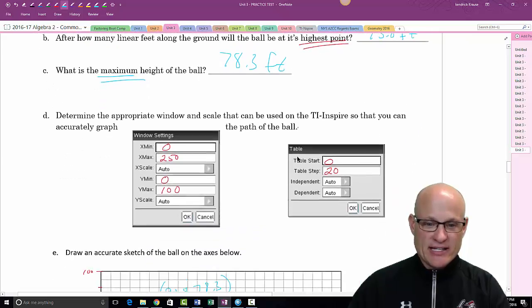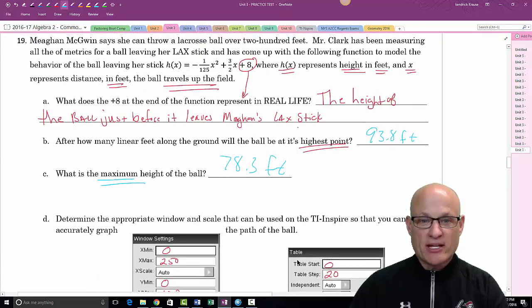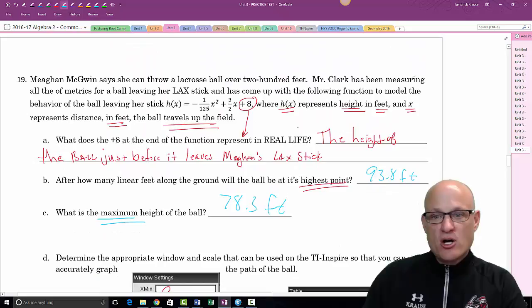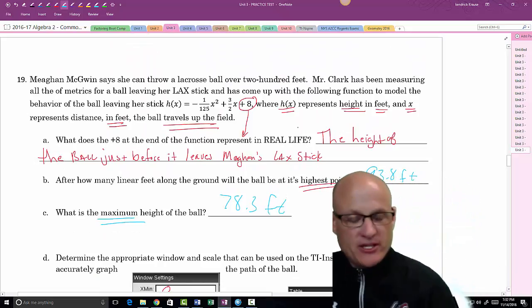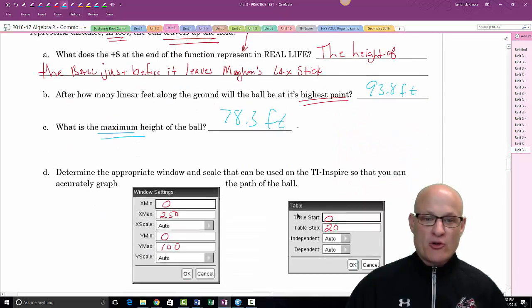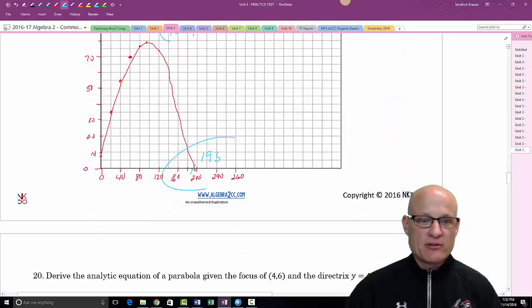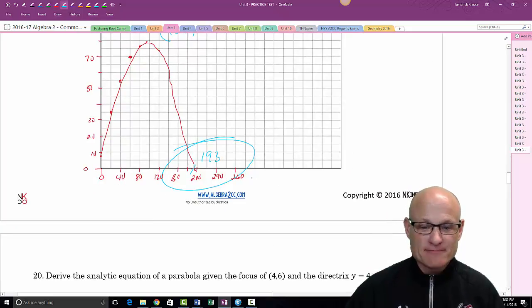Now, the only question I didn't ask, which I should have, was: was Megan right? Will she be able to throw? Does she throw the ball 200 feet up the field? No, the maximum she'll throw the ball up the field is 193 feet. Got to work on it, Megan.